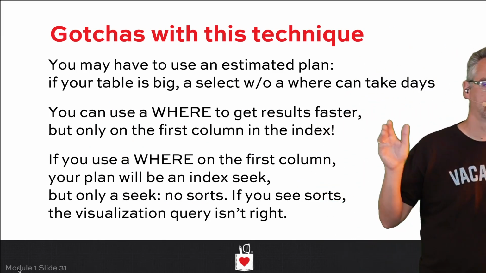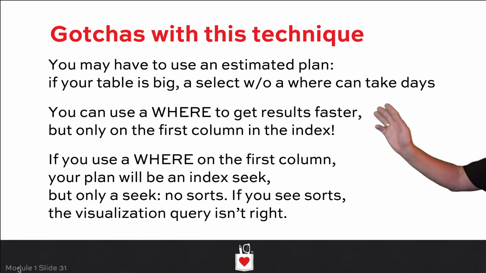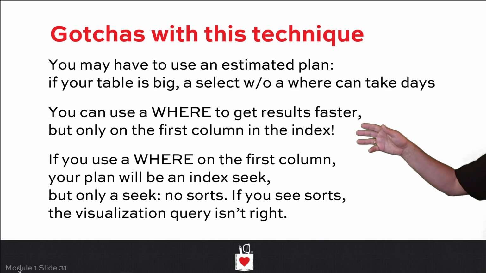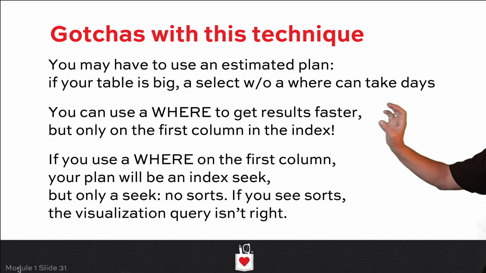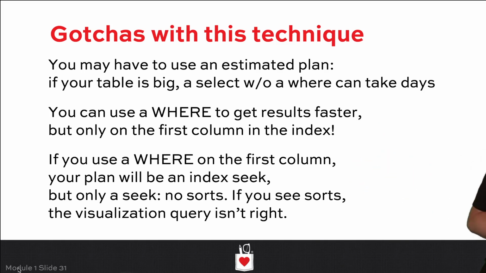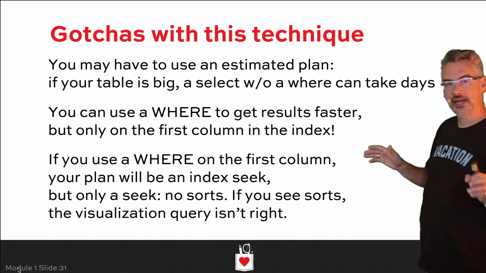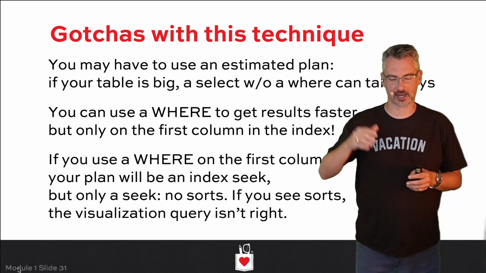You may have to only use an estimated plan for this if you're just looking at the query plan to check your work, because of course if the table has tens of millions or hundreds of millions or heaven forbid billions of rows, it's going to take forever to execute that query. You can filter with a where clause in order to get your results faster into SSMS, but to see the data accurately, only use a where clause on the first column of the index. If you use a where on the first column, then your plan's going to be an index seek. If you see any kind of sorts in the execution plan, then you're not truly seeing what's inside the index.